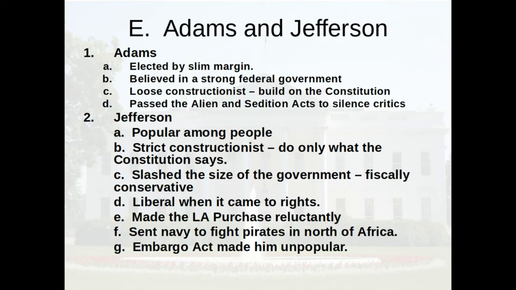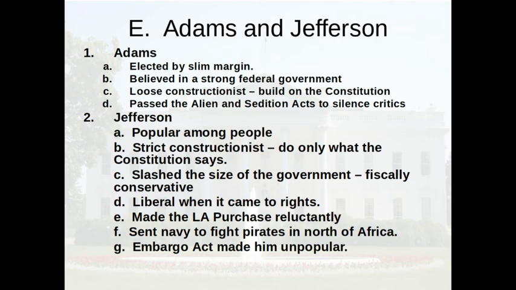So he didn't think that we should have a really big government, so he slashed the size of it and laid off a lot of government employees. And he, of course, wanted to try to pay down the debt, which was still left over from the Revolutionary War. But one thing that he found out is that it's hard to do that. It's hard to follow the Constitution literally.